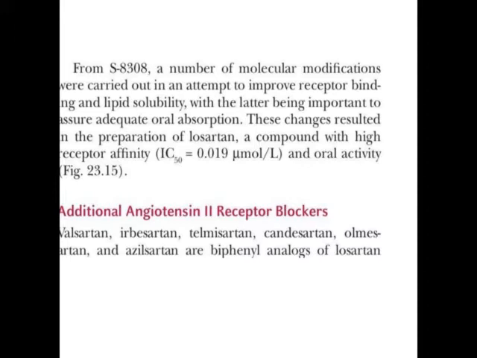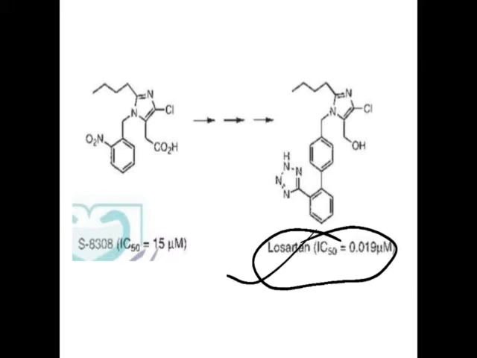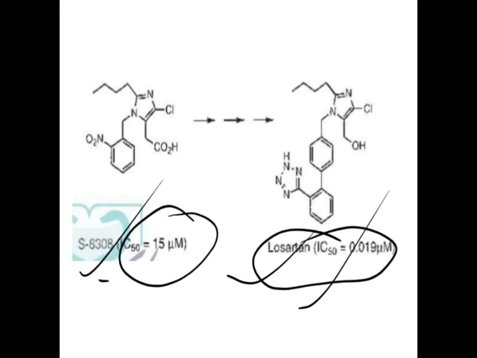And from that they found a drug, losartan. After certain development they formed the drug losartan. That was the first marketed drug given as an angiotensin receptor blocker. From S3808 to losartan, the IC50 value went from 15 to only 0.090. So it has greater activity compared to S3808. In this way the development of the structure takes place.